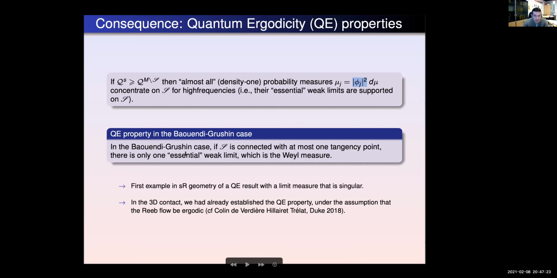And for instance, in the Grushin case, we're even able to prove that, at least whenever the singular set is connected with at most one so-called tangency point, then there is only one possible weak limit, which is the Weyl measure. And this property is exactly what is called in the literature the quantum ergodicity property. Actually, this gives you the first example in sub-Riemannian geometry of a quantum ergodicity result with a limit measure that is a singular measure. So it is a new phenomenon.